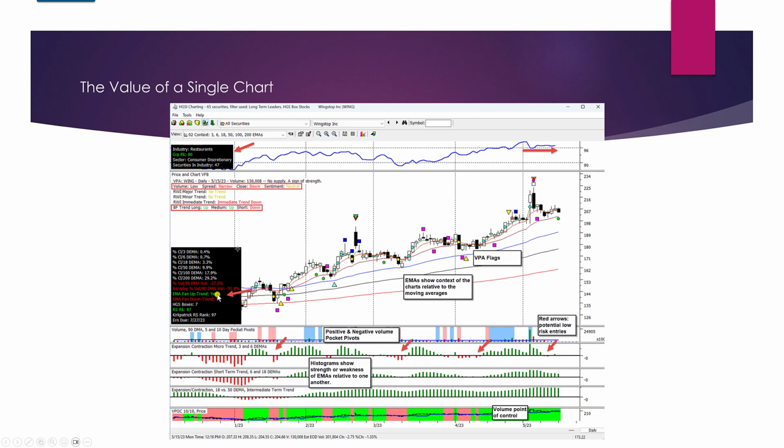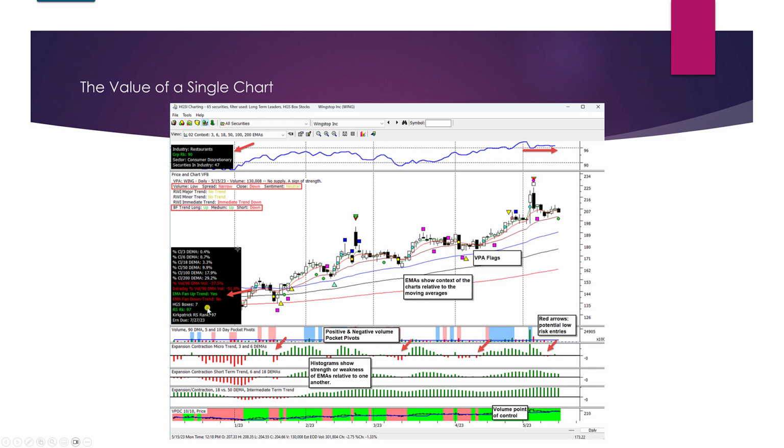Is the fan in an uptrend? Yes, it is. By that I mean the 200s here, the 100s here, the 50s here, and the 18 is here. The 3 and the 6 are not part of the fan, just these 4 moving averages. So I have a strong stock going up with a fan in place. It's a box 7 stock or a turnaround stock.